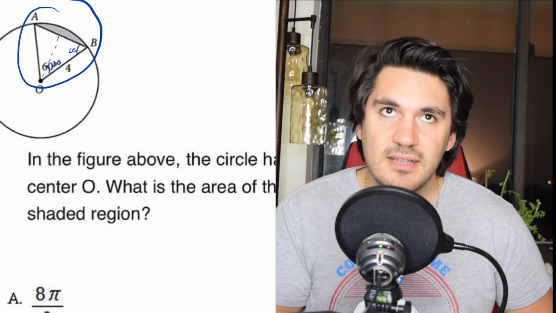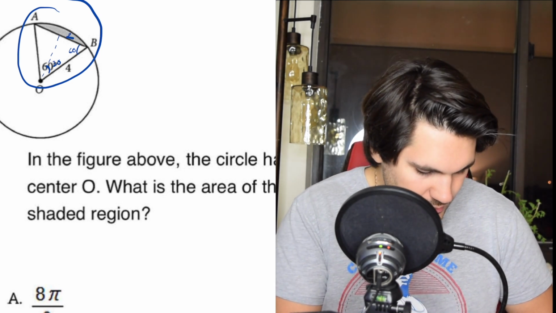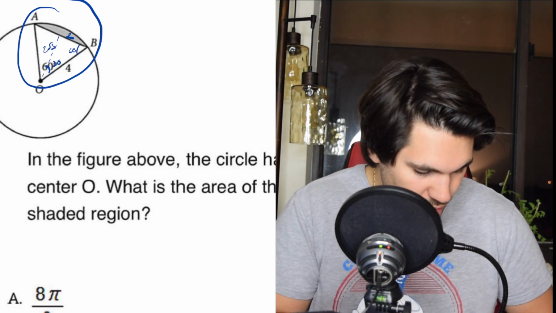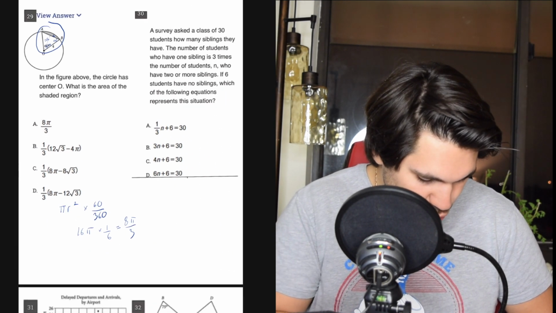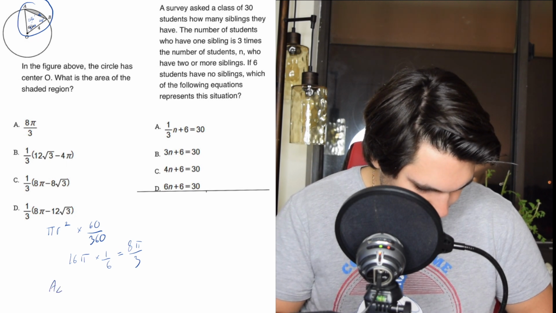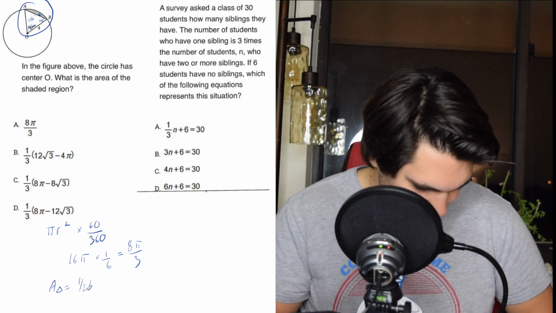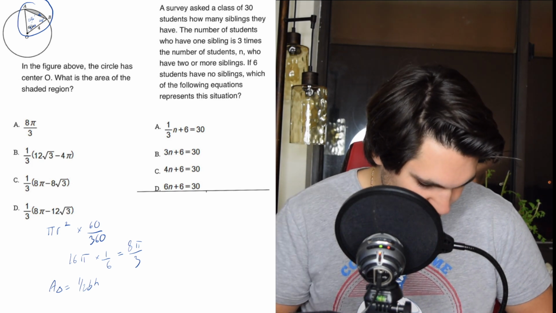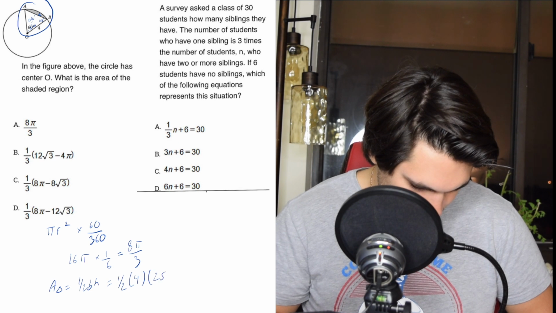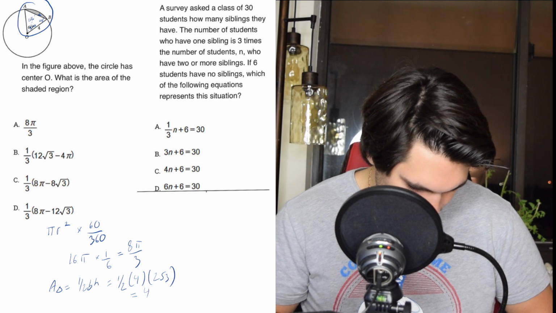So in the 30, 60, 90 triangle, we know everything, right? The hypotenuse is 4. The short side is 2. And this side is going to be 2 root 3. So now we know the height of the triangle. So the area of the triangle is going to be really easy. The area of the triangle is simply 1/2 base times height. So this is going to be 1/2 times 4 times 2 root 3. So that's going to become, let's see, 4 root 3.